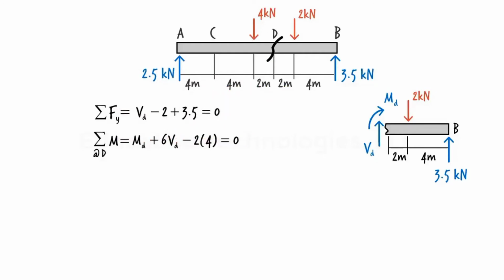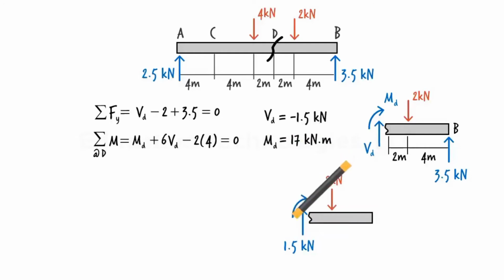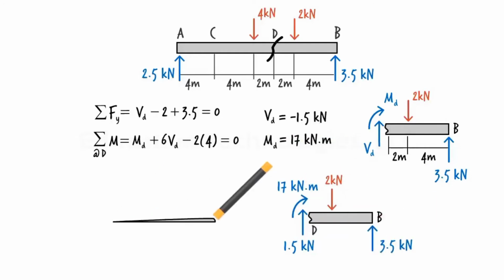From the first equation, we get Vd equals negative 1.5 kilonewtons. From the second equation, we get Md equals 17 kilonewton meters. Here are the results shown graphically on the beam.